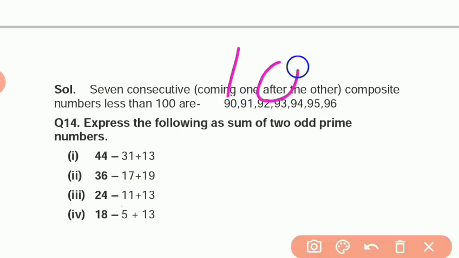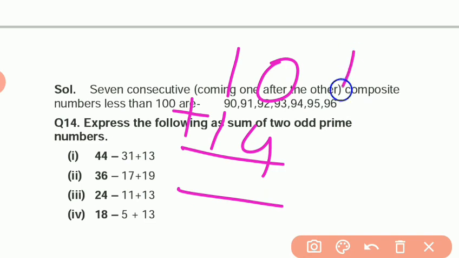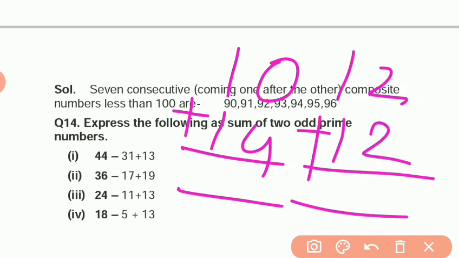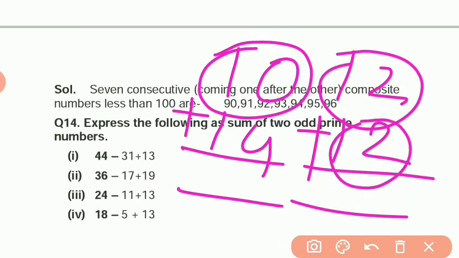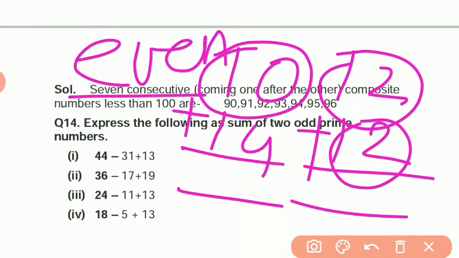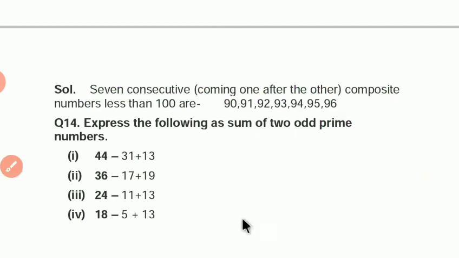Same with 24. 24 we can add like 10 plus 14 or 12 plus 12. But here you can see these numbers are even, and they are also composite numbers. So which is the combination for 24? 11 and 13. If we add 11 and 13, we get 24, and both are odd and prime numbers. Then last is 18. 18 can be written as 5 plus 13, where 5 and 13 are both odd and prime numbers. So today we have completed our exercise 3.2.